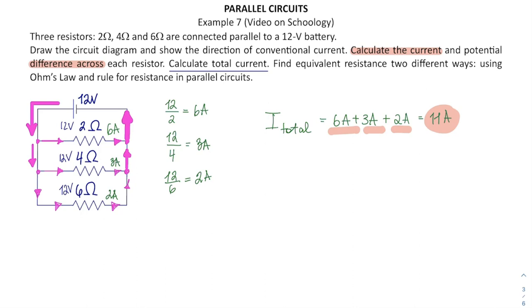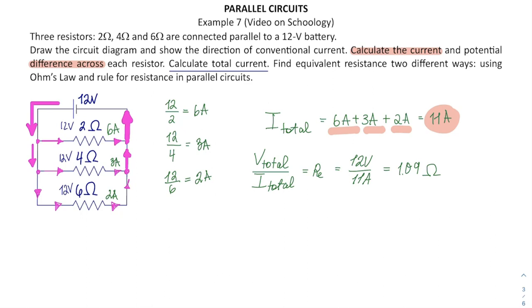Find equivalent resistance. Well, I know that V total, no matter what kind of circuit we are dealing with, over I total should be our equivalent. So in our case, it's 12 volts over 11 amps. And that will be calculator. 12 divided by 11, 1.09. And that's going to be ohms because we're finding resistance.